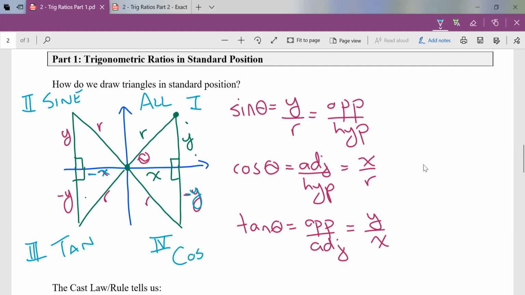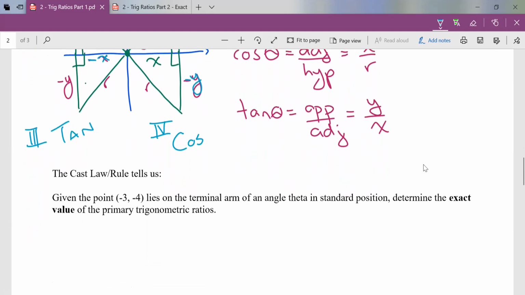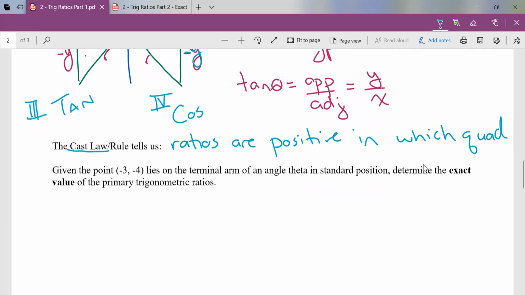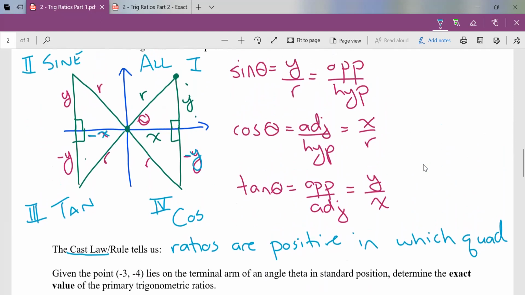Why am I talking about which ratios are positive and negative? This is going to help us determine where to draw our triangle. What I just showed you is known as the CAST law, or the CAST rule. It basically tells us where to draw our triangles, and which ratios are positive in which quadrant. I'll show you what I mean. Where does the word CAST come from? Look, I'll switch to pretty pink: C-A-S-T.